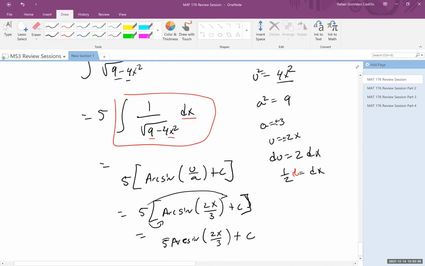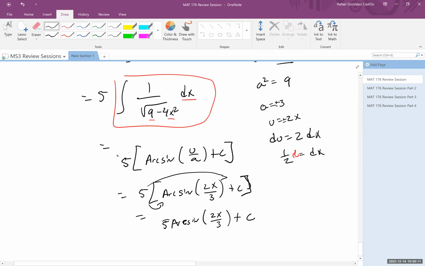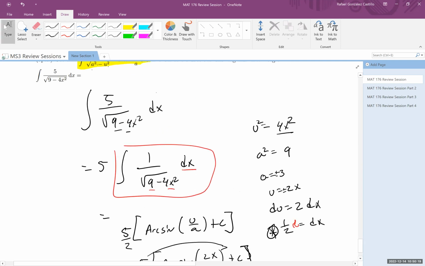So this is actually 5 over 2 throughout. Do not forget that. It's easy to forget that dx is part of one of the things that you have to substitute by. So when you find u, find du right away.